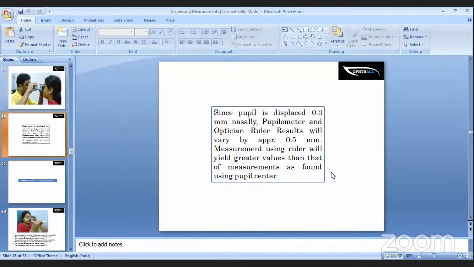Now, there is always a difference between what you measure using the scale and what you measure using the pupillometer. This is because our pupil is naturally displaced 0.3 millimeter nasally. So pupillometer and optician ruler measurements will always vary by approximately 0.5 millimeter. Measurement using the ruler will yield greater values than measurements found using the pupillometer.